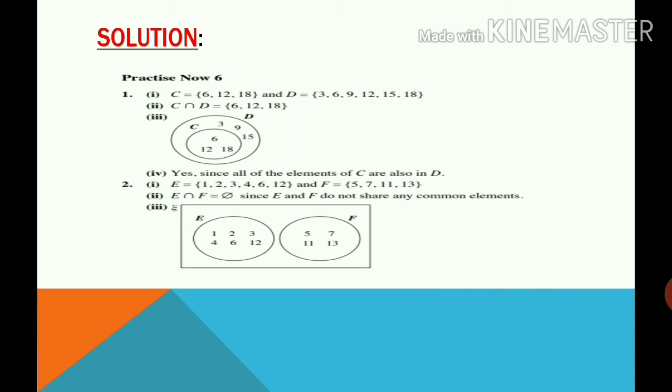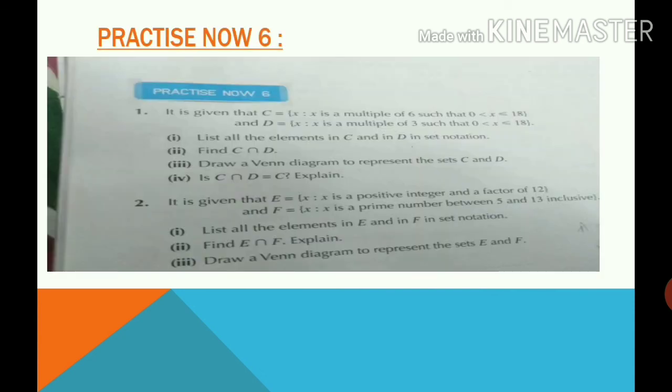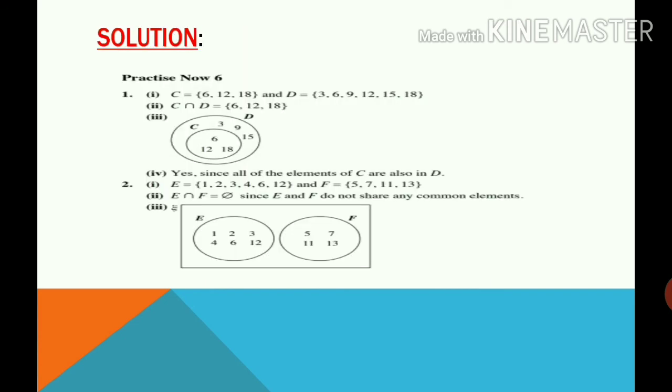Okay, now let's come to the third part. Third part is draw Venn diagram to present the sets E and F. Here you can see that there is no element which is common. So you will draw two separate circles to show the sets E and F, and the first circle is showing the set E and the second circle is showing the set F. So in E you write down the elements of E which are 1, 2, 3, 4, 6 and 12. And in F you write down the elements of F which are 5, 7, 11 and 13. I hope that practice now is clear to you. Okay students, let's move forward.